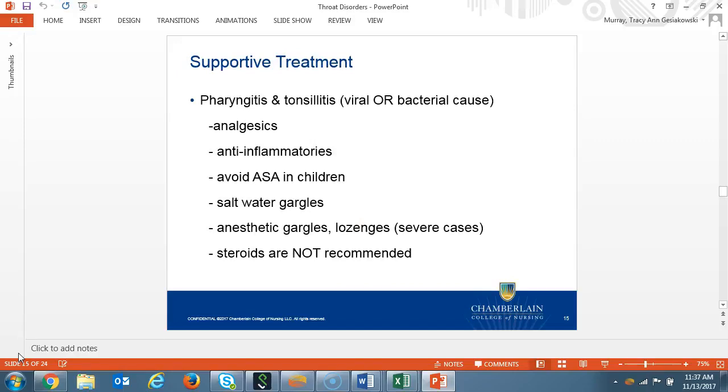Symptomatic treatment of both bacterial and viral pharyngitis and tonsillitis includes analgesics and anti-inflammatory agents. Aspirin should be avoided in children. Saltwater gargling may be soothing for some patients. In severe cases, anesthetic gargles and lozenges may provide additional relief. Adjunctive therapy with corticosteroids is not currently recommended.